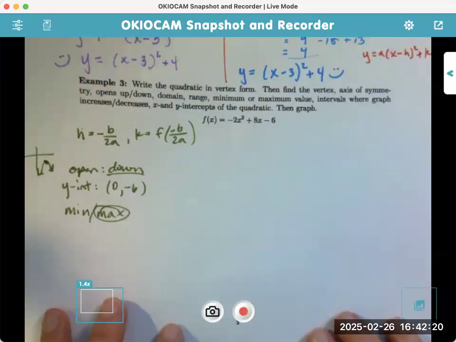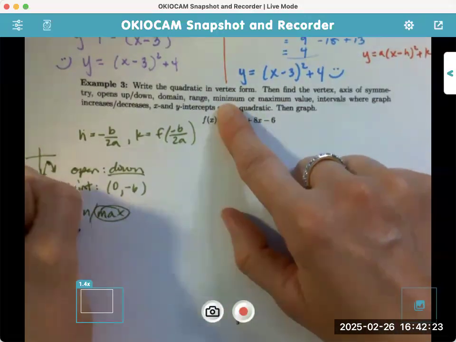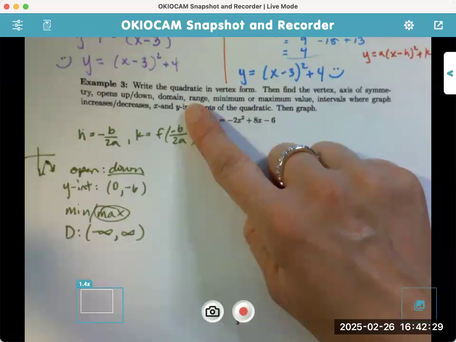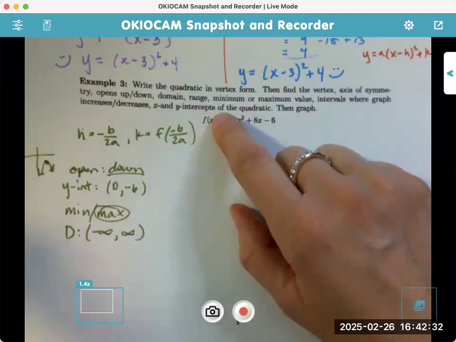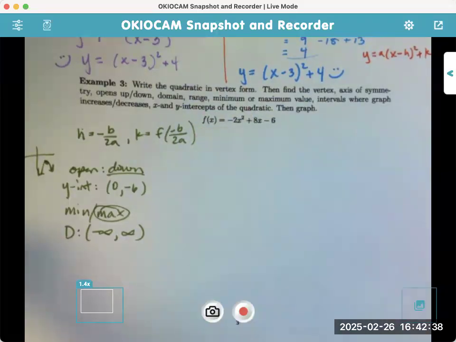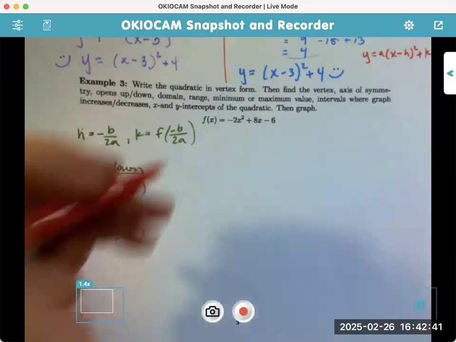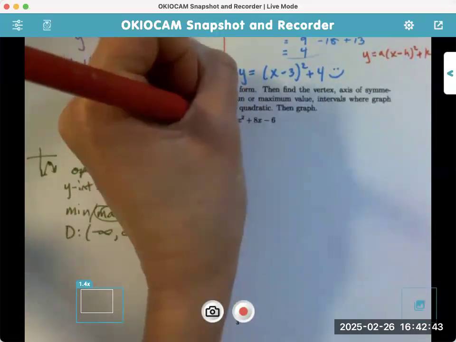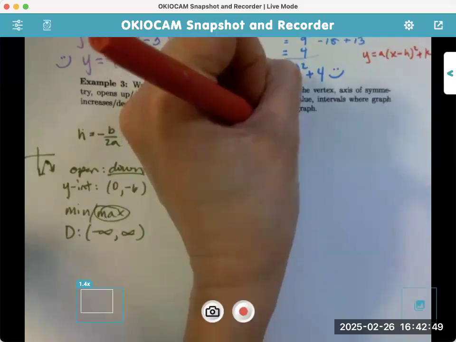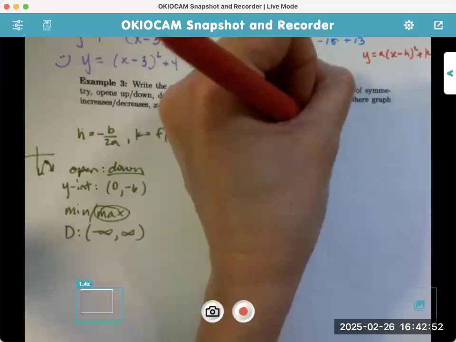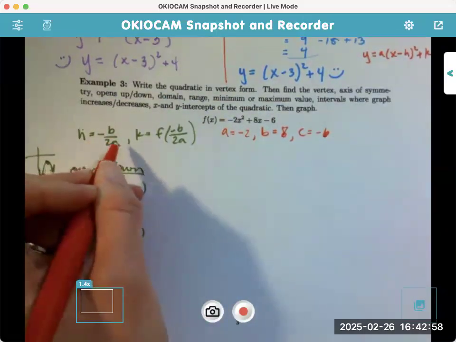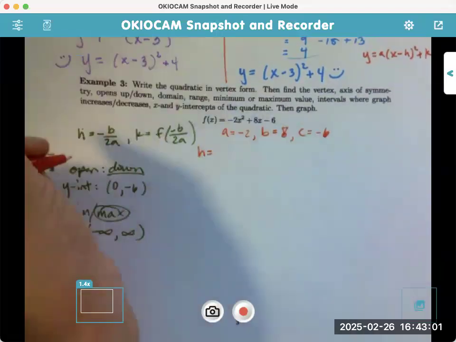We also know the domain never changes. It's all real numbers. For any quadratic, the domain is all real numbers. But then from here, I want to put it into vertex form. So back to this. Remember that our A is the coefficient of the squared term, B is the coefficient of the x term, and C is the coefficient of the constant. C for constant, if you want. All right, so here, h equals negative b over 2a.